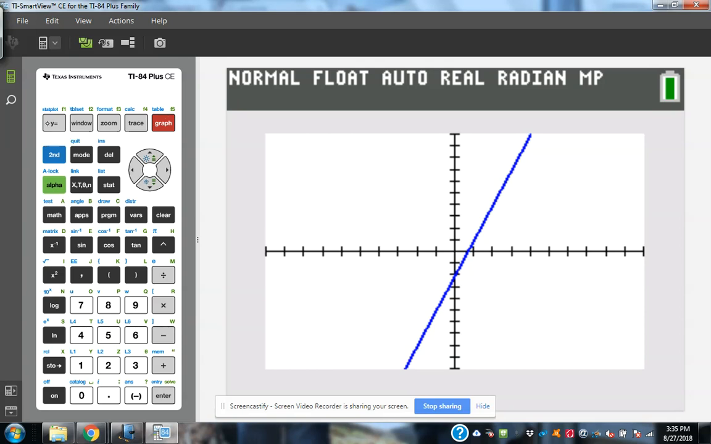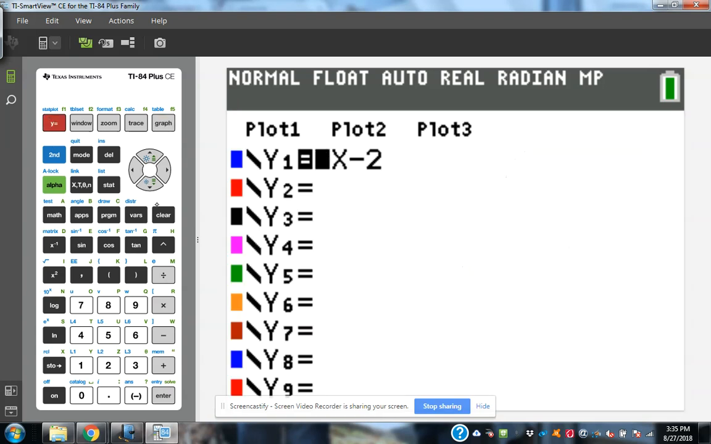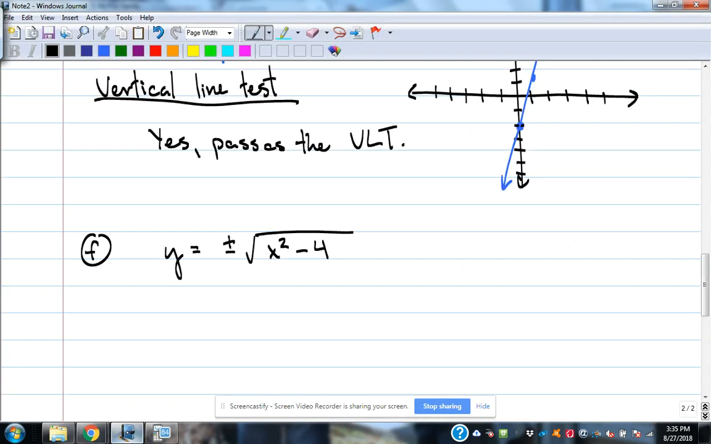Okay. Now I'm going to go back to y equals, and I'm going to graph our more difficult problem from example F. And it has this plus or minus in the front of it. So what that means is we've got really 2 equations that we have to graph. One of them is the positive side of the square root of x squared minus 4, and one is the negative side of that. Okay, that's what that plus or minus in the front means.